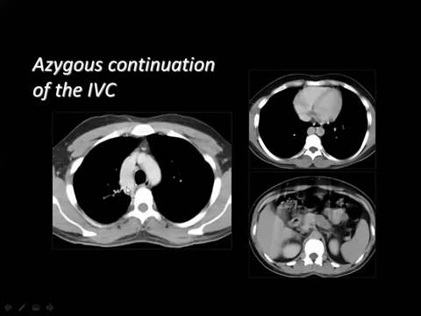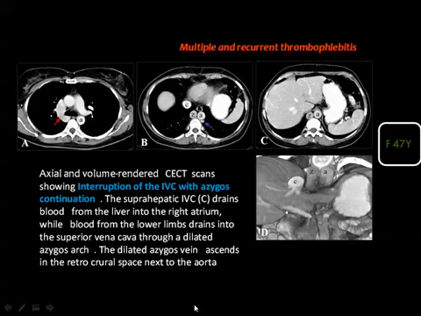And here you see that the azygos vein is huge, extremely dilated, compensating for the interruption, and it joins the superior vena cava. And this is an azygos continuation of the interrupted IVC, and here is the aorta, and the azygos is to the right.